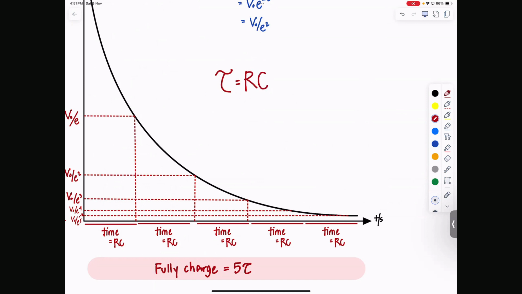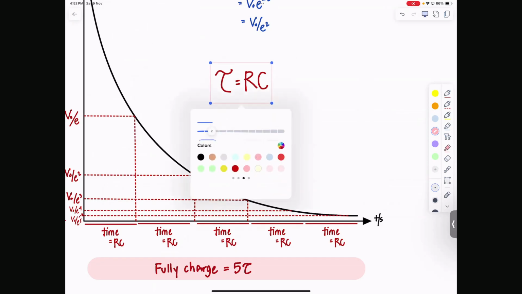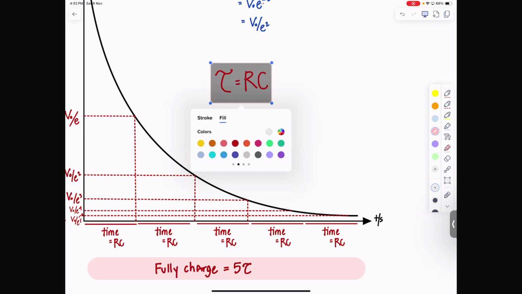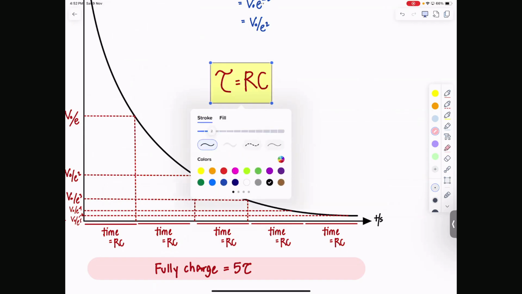It basically tells you the amount of time needed for your capacitor to go down to what value? 1 by e of its original value. Now you might wonder, why did we stop at 5 tau? Can anyone tell me what the reason might be? Some of you did the math. Why did I stop at 5 tau?